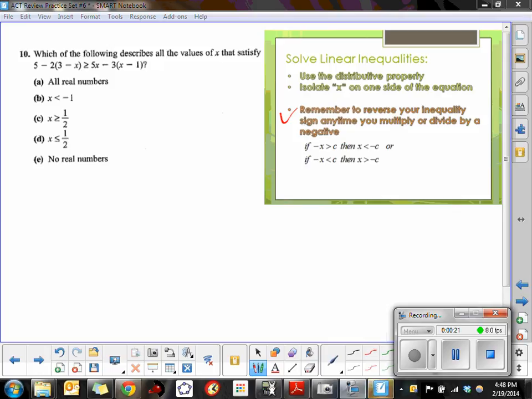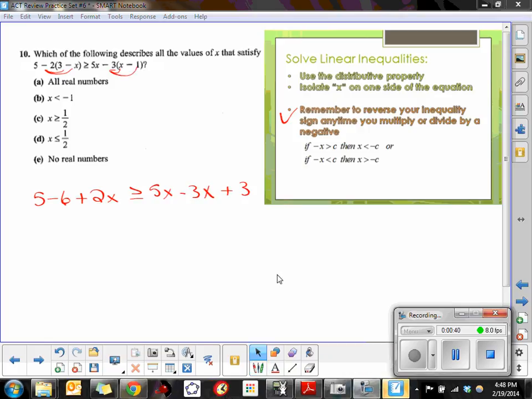So first thing I'm going to do is distribute the negative 2, so it's 5 minus 6 plus 2x, because the negative times negative is positive, is greater than or equal to 5x, and now I'm going to distribute the negative 3 to the x, which is a negative 3x, and negative 3 times a negative 1 is a positive 3. Then we're going to collect the like terms on each side, and negative 1 plus 2x is greater than or equal to 2x plus 3.